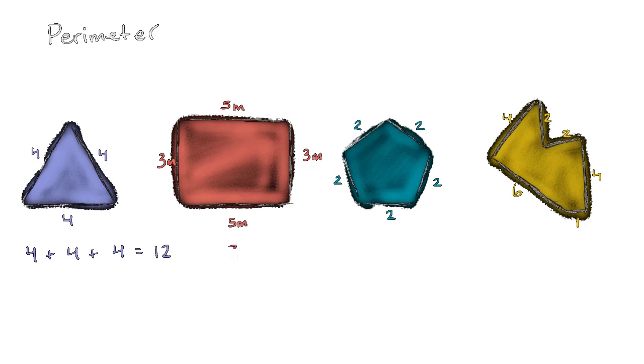Well, it's going to be 3 plus 5 plus 3 plus 5, which is equal to, let's see, that's 3 plus 3 is 6, plus 5 plus 5 is 10. So that is equal to 16. And if we're saying these are all in meters, then it's going to be 16 meters.